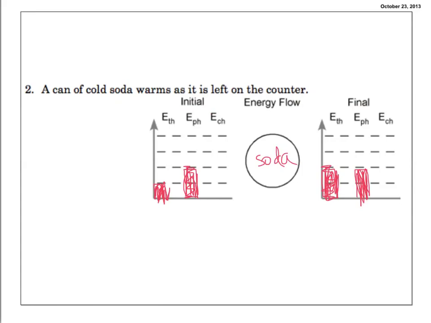Now, looking at that, we have 3 bars over here on the left and 4 bars over here on the right. That means that we have added 1 bar. So when we draw that, we're just going to draw 1 bar. I'm going to put an arrow going into the soda, and we could just write Q in there to show that it's a quantity of energy that's going into the soda.